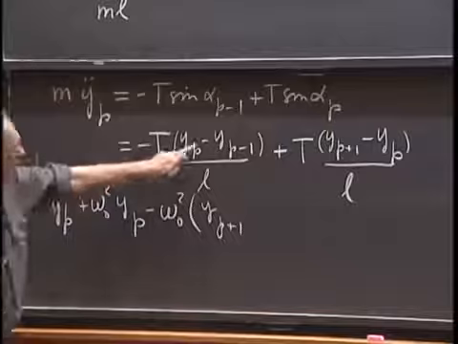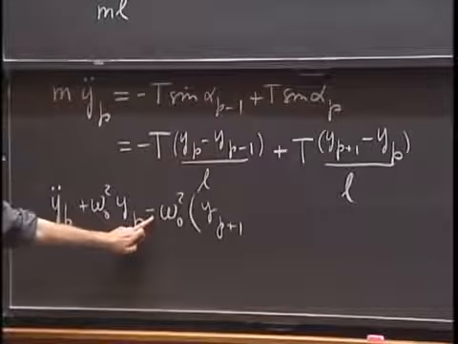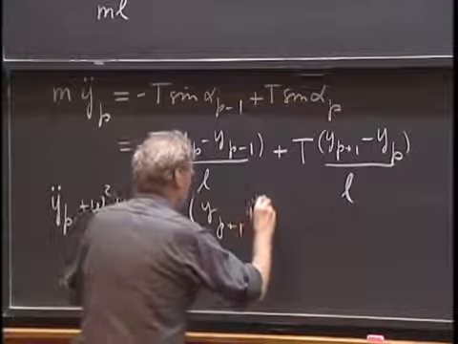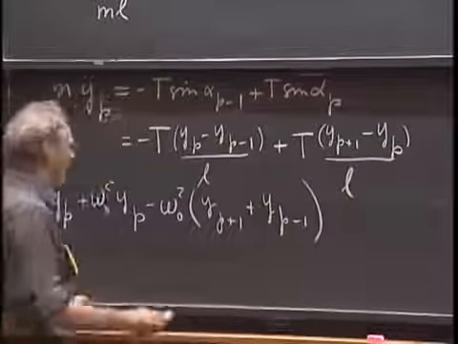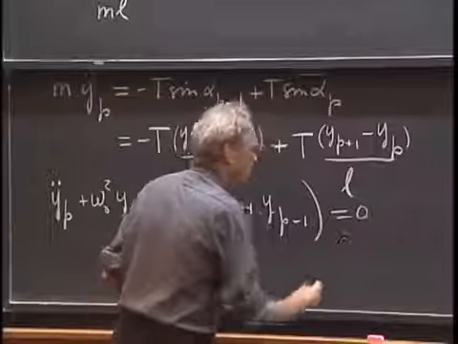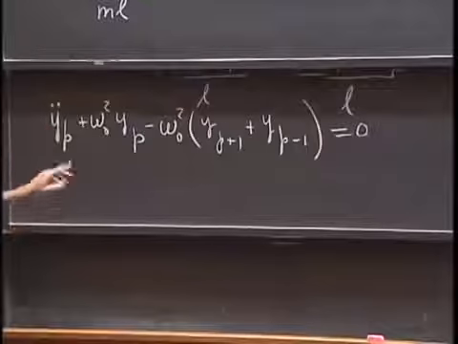And here I have a plus. Minus minus is a plus. So when I bring that back, I get a minus, but I already have the minus. So I get y p minus 1. And that now equals 0. So that is Newton's second law for particle p.